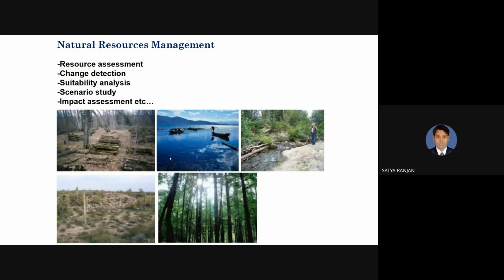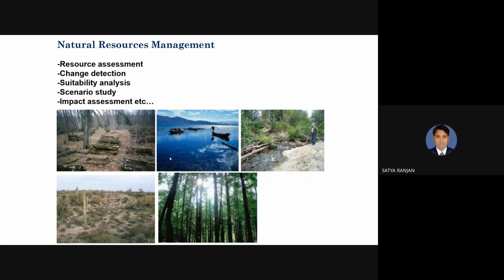So in natural resource management, a lot of applications are there like resource assessment, change detection, suitability analysis, scenario study, and impact assessment. Suppose there is a forest area. Which type of forest plants are there? What is the total forest area? What is the dense forest area, open forest area, scrub forest area, then other scrublands? So this is the overall idea of the classification of different forest parts. So land resource management is easily available using remote sensing techniques.